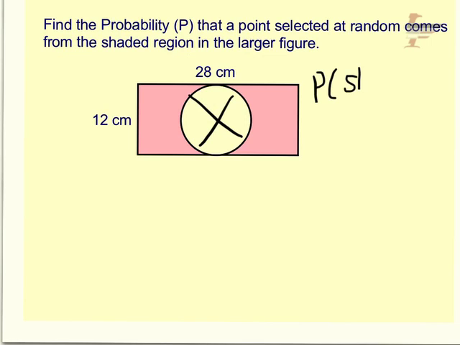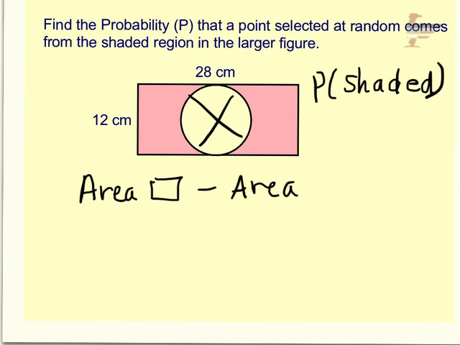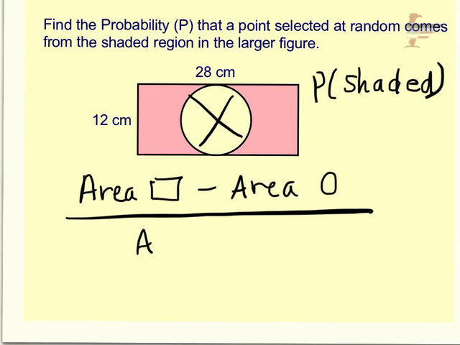Well, the shaded region is not a shape. Like I can't just figure out the area of this and this, but I can figure out the area of the rectangle, subtract out the circle, and that's going to leave me with my shaded. So I want to do the area of the rectangle minus the area of the circle, and probability is always out of all the possibilities. Well, in this case, all possibilities is the area of the rectangle because that encompasses everything.